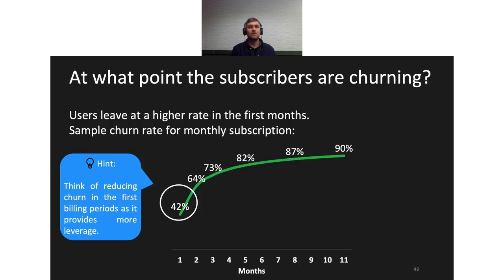An important question is at what point the subscribers are churning. As I mentioned, the actual mobile subscriber churn rate is not linear. Subscribers leave at a higher rate in the first billing periods. Here is a sample churn curve for a monthly subscription plan. Our data shows that the median churn rate after the first billing period is 42%, declining gradually with every month after that. One of the ideas that comes to my mind when thinking about this data is that it's more important to focus on decreasing the churn in the first several billing periods. It provides higher leverage compared to targeting later periods.